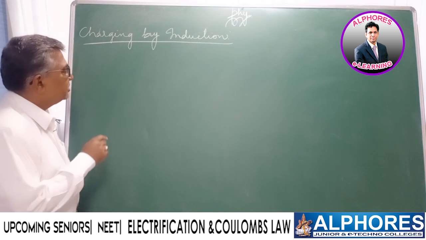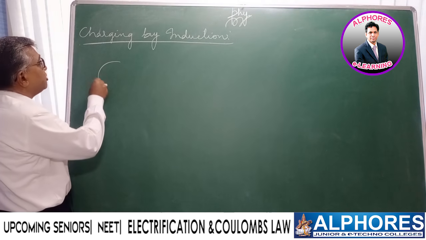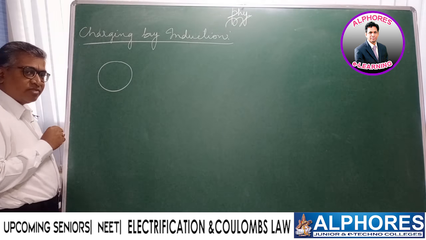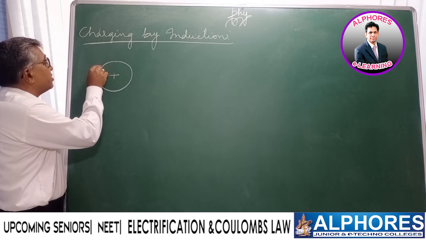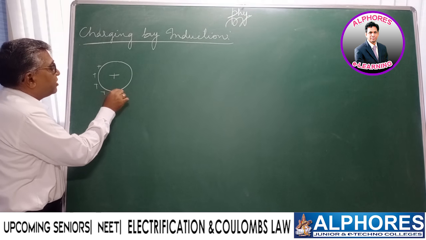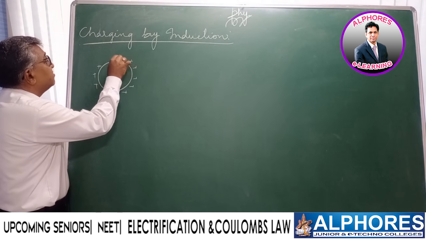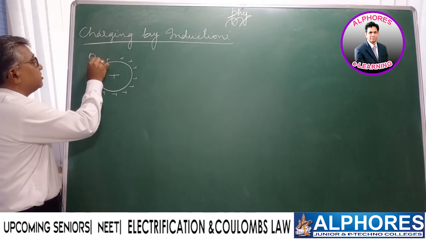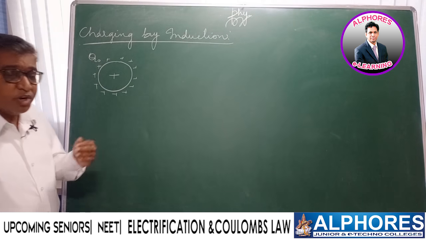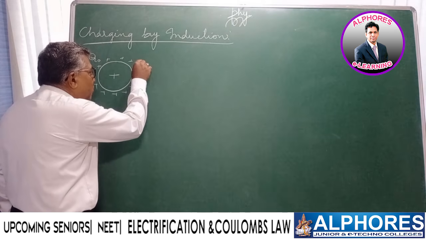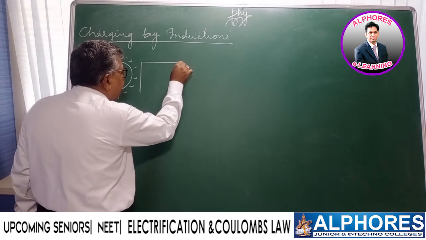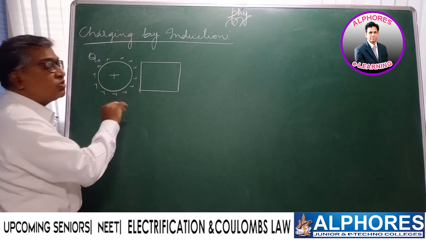Now how? Consider a charged body. This is a charged body. This already possesses some positive charge, let's say some Q naught. Now you want to produce charge on another body. Get that body very close to it. Don't put it in contact, just put it very close to it.